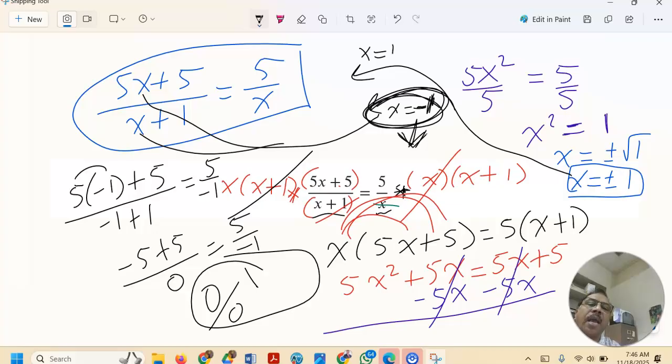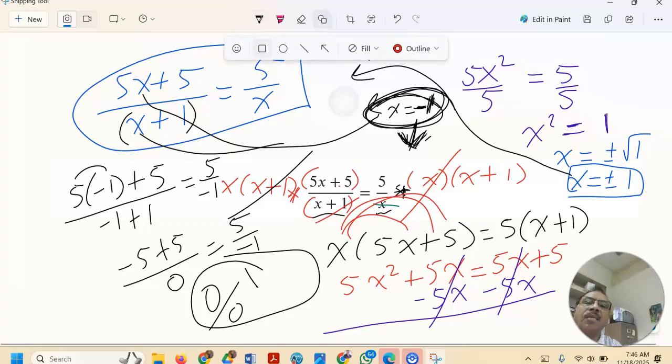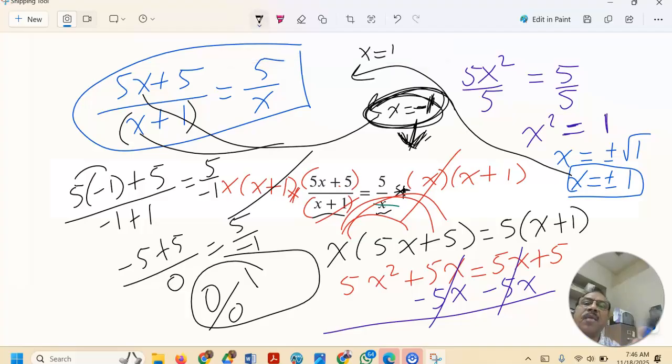First of all, you can't have x equals minus 1 because in the denominator there is x plus 1. Basically, x cannot take the value of minus 1 because if you take x equals minus 1, it's going to give you a wrong answer. It's invalid. But x equals 1 is good. This one is correct.